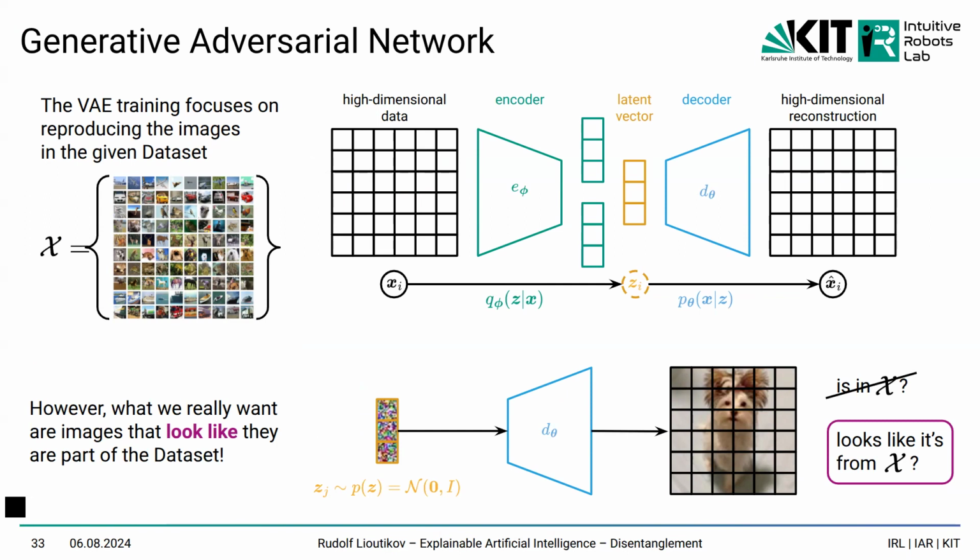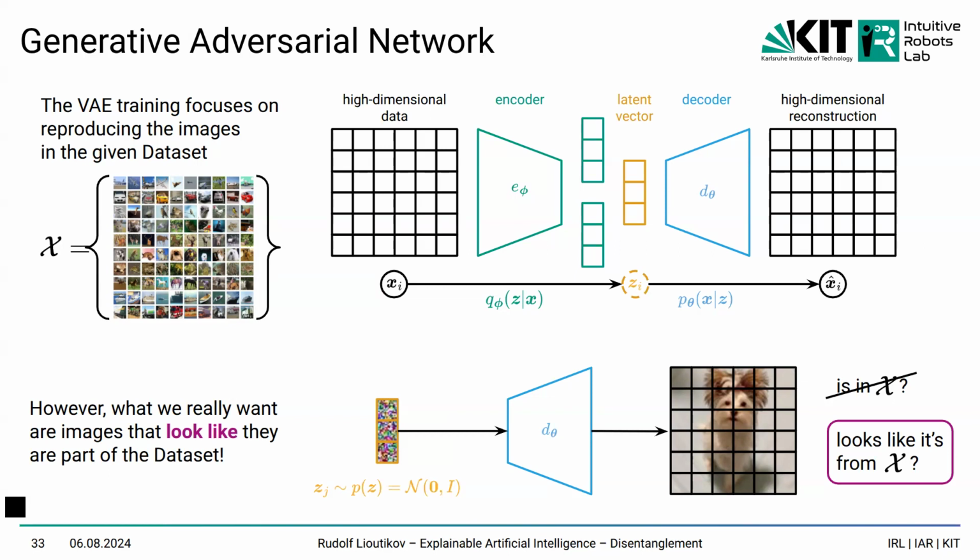We don't necessarily want the output of our decoder to be part of our data set. It should just look like it's part of the data set. There's a bit of a distinction. Does it make sense? So this reconstruction loss that we have might not be the ideal loss here. So what can we do instead?